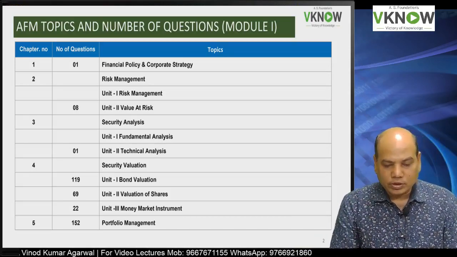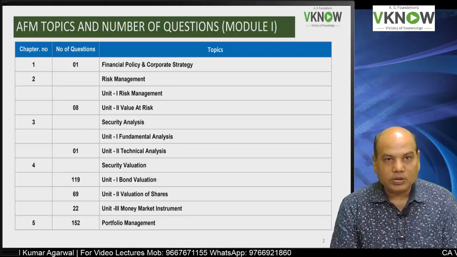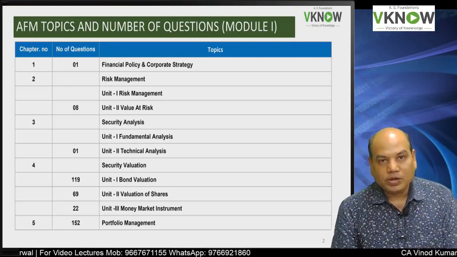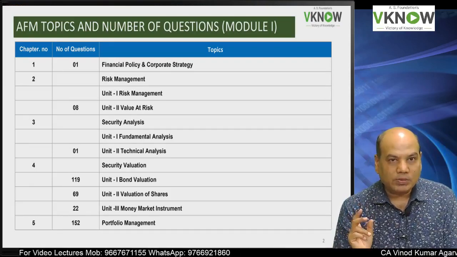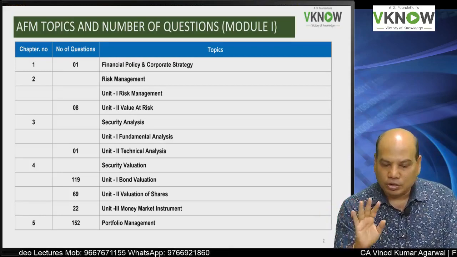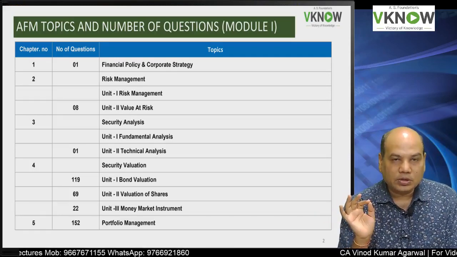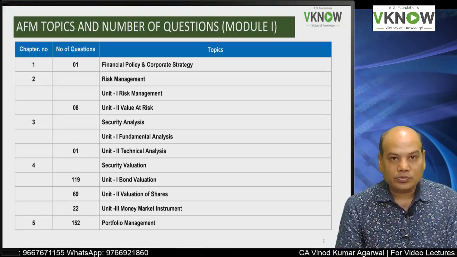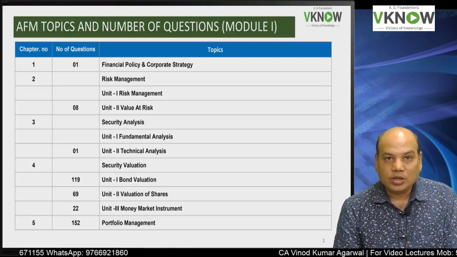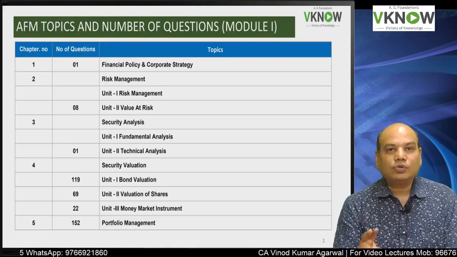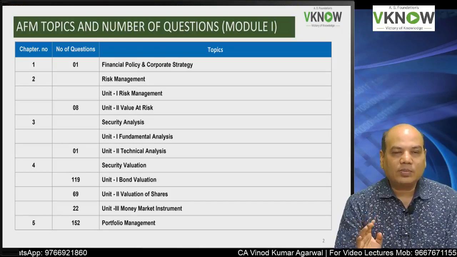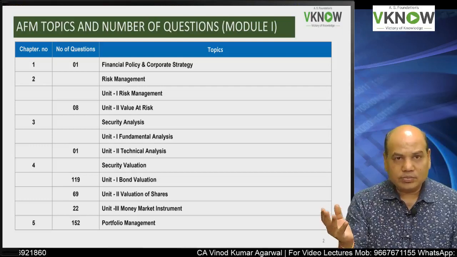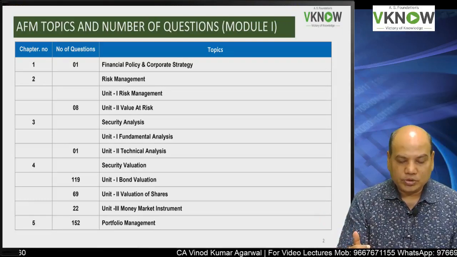So you will see that we have covered in our first topic, financial policy and corporate strategy, one theory question. Second topic, risk management, has two units in our book. One is risk management theory, on which we don't have questions, but there is a topic called value at risk, on which we have taken 8 questions in the classroom. The third chapter is security analysis, where we have two theory topics, unit 1 fundamental analysis, unit 2 technical analysis, and these are theory topics, so we don't have questions on that.